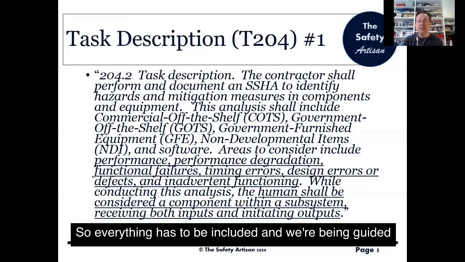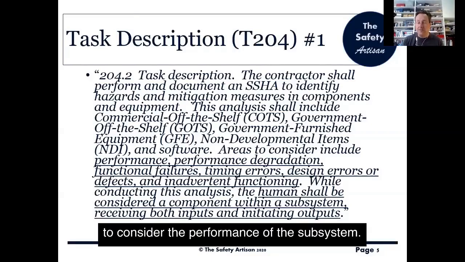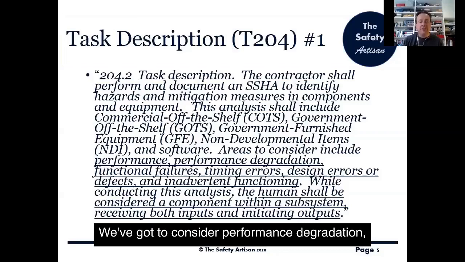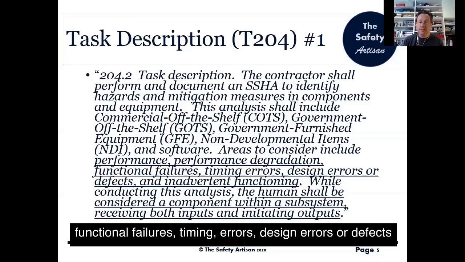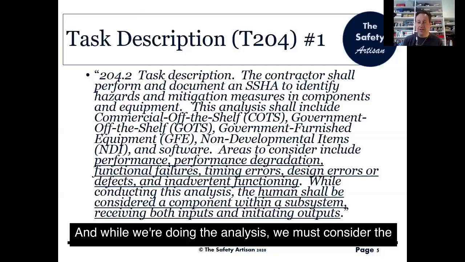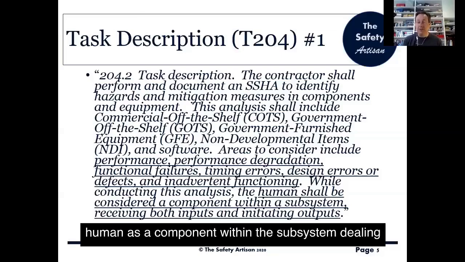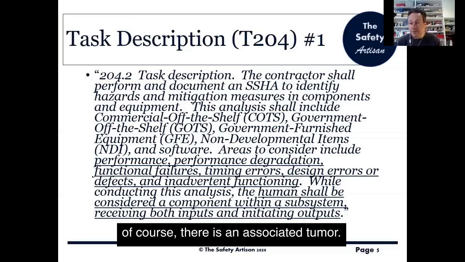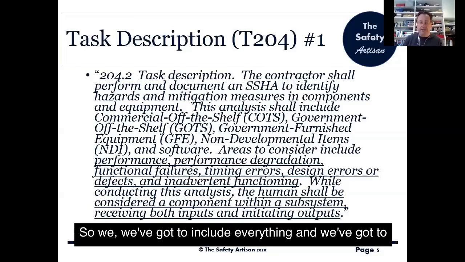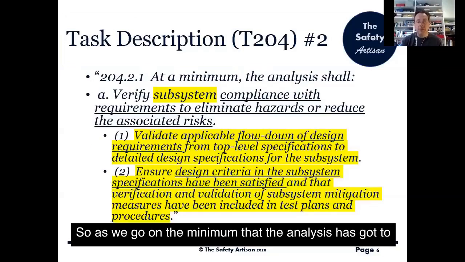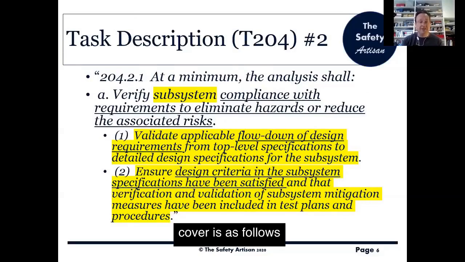And we're being guided to consider the performance of the subsystem. So, what it's doing when it's doing it properly. We've got to consider performance degradation, functional failures, timing errors, design errors or defects, and inadvertent functioning. And while we're doing the analysis, we must consider the human as a component within the subsystem, dealing with inputs and making outputs, if of course there is an associated human. So we've got to include everything, and we've got to think about what could go wrong with the system. So as we go on, the minimum that the analysis has got to cover is as follows.